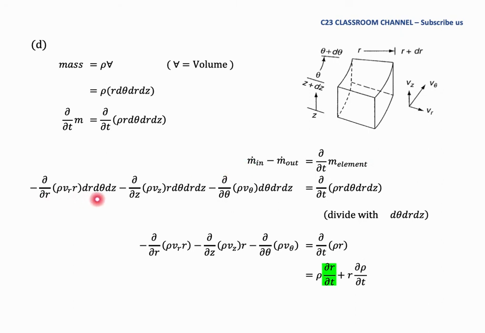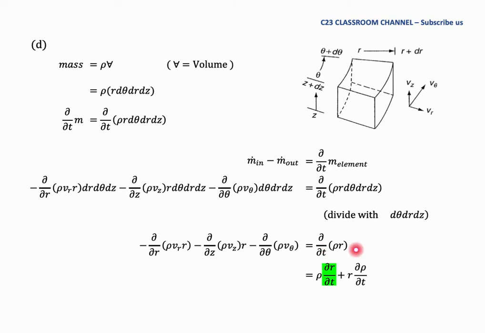So this is the total mass flow rate for r direction. So this is mass flow rate for the z direction, and this is the mass flow rate at theta direction, and this is the value of mass for that element. We substitute, and then we divide this term with d theta dr dz. We could get this equation.